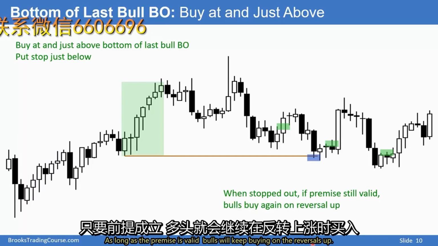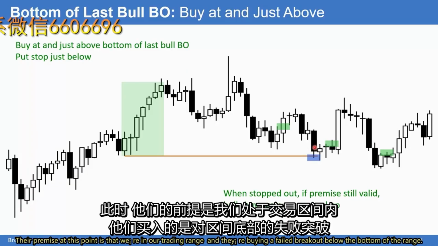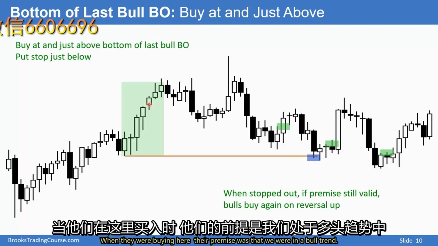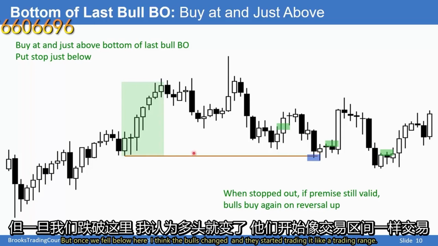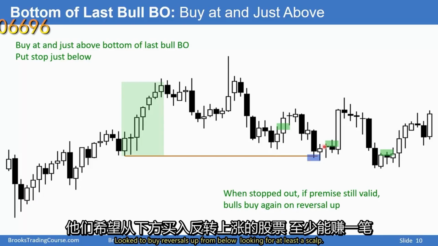As long as the premise is valid, bulls will keep buying on the reversals up. Their premise at this point is that we're in a trading range, and they're buying a failed breakout below the bottom of the range. When they were buying here, their premise was that we were in a bull trend. When they bought here, they were hoping for a bull trend. But once we fell below here, I think the bulls changed and they started trading it like a trading range. Look to buy reversals up from below, looking for at least a scalp.